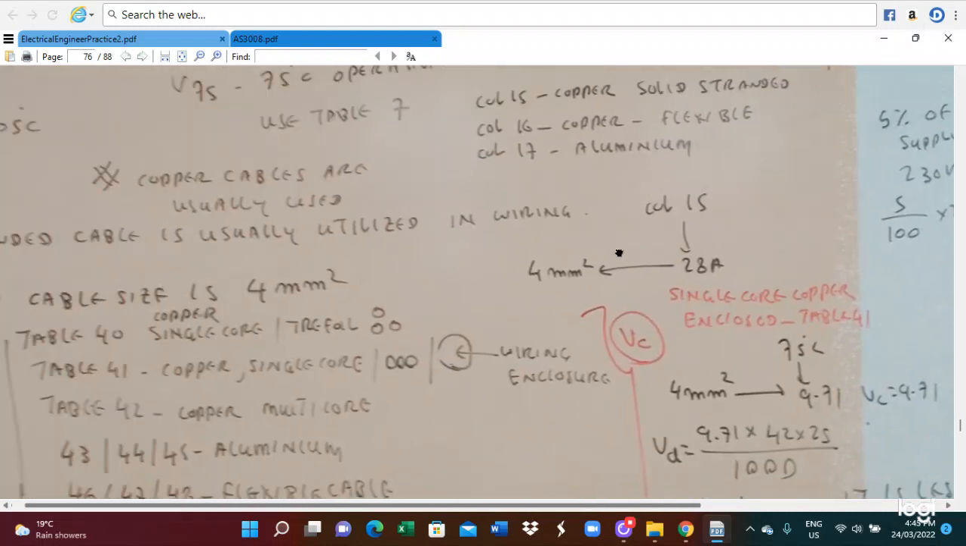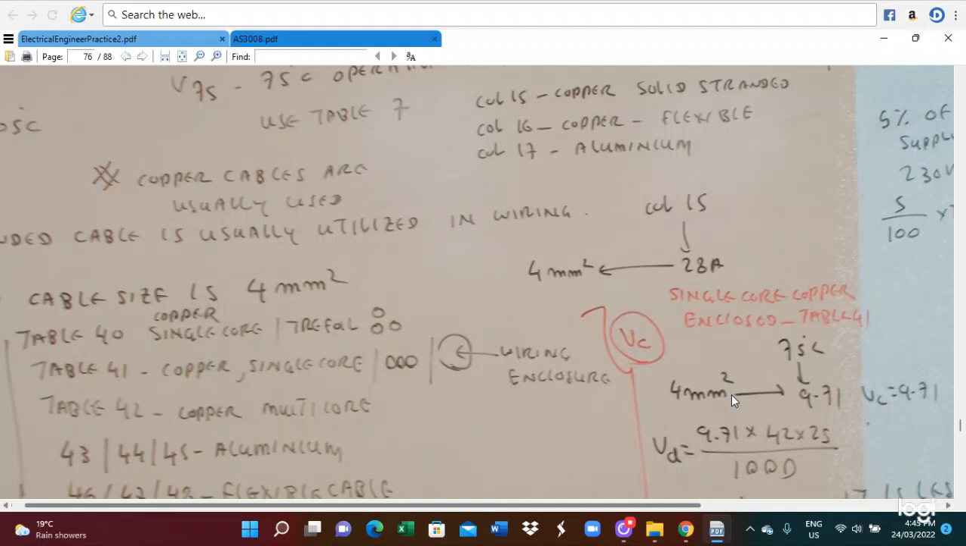So, enclosed in air, we have to refer to Table 4D1. Three single-core cables enclosed in air is appropriate for Table 4D1. So then we find the Table 4D1, and the temperature is 75 degrees centigrade. The size is 4 millimeter square.